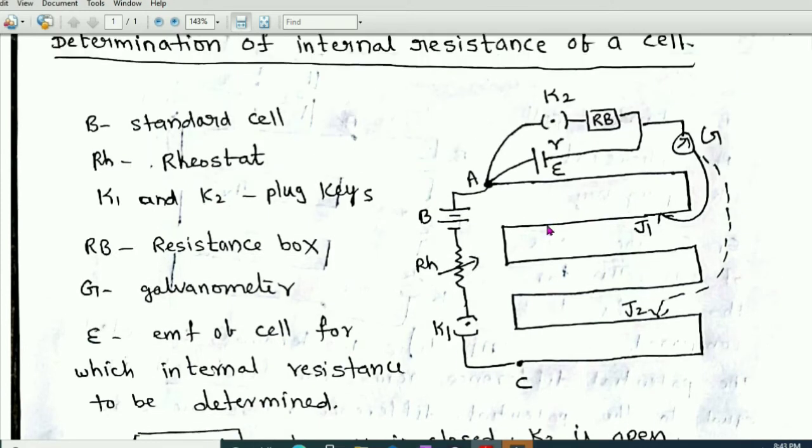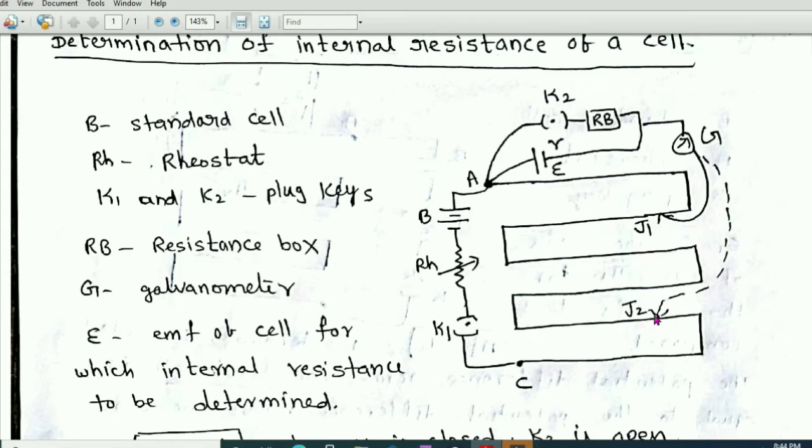Next, second trial, when K2 is also closed. When K2 is closed, the potential difference between the terminals of the cell is called the terminal potential difference. Now when K2 is closed, we have to move the jockey again from A until the galvanometer shows null deflection on the potentiometer wire. Like this we have to move the jockey until the galvanometer shows null deflection.